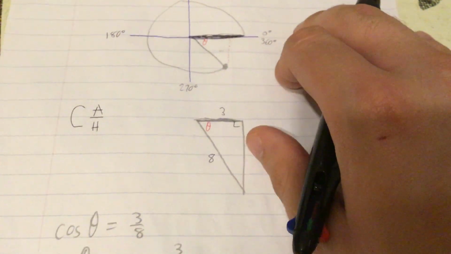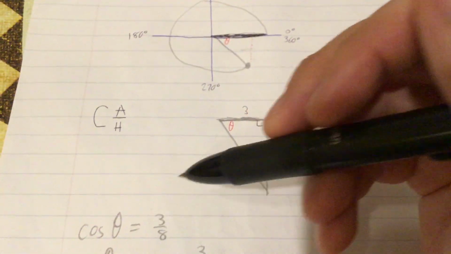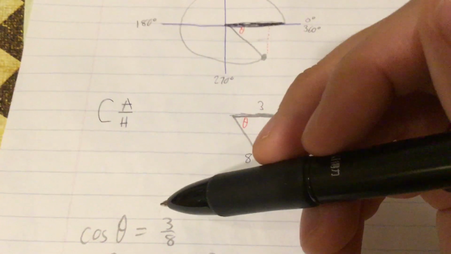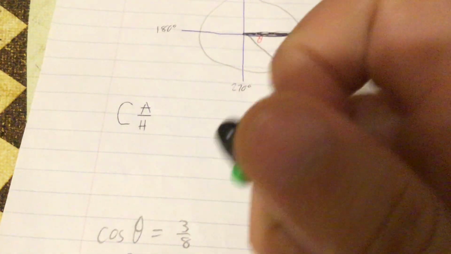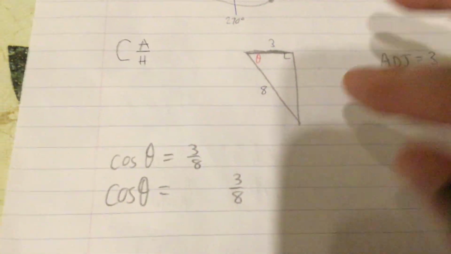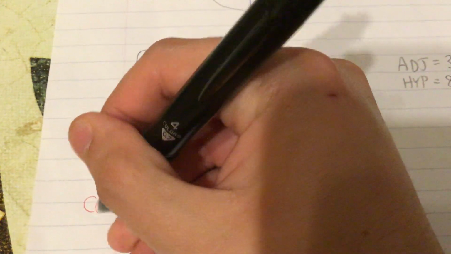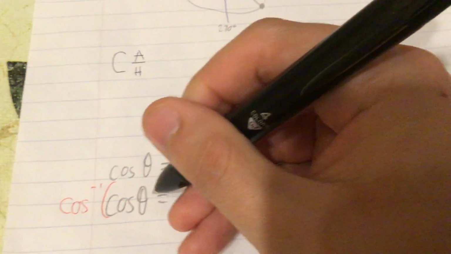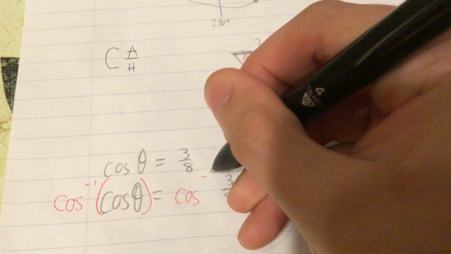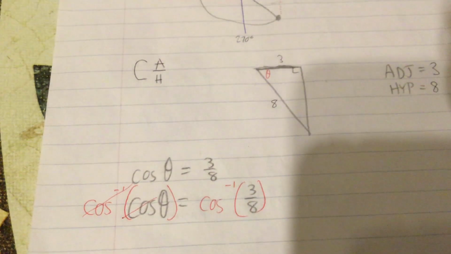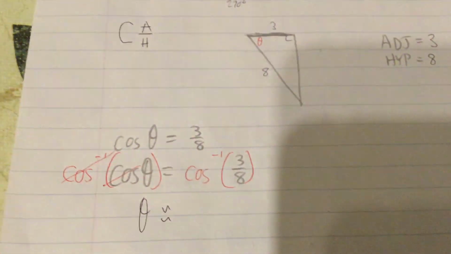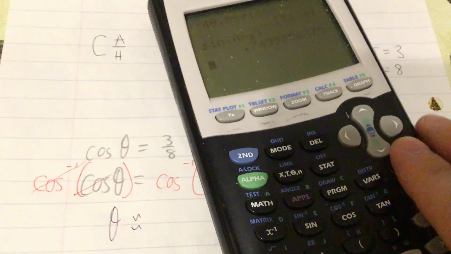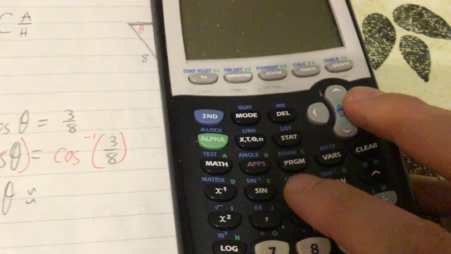Okay, so now that we've got the cosine of theta is equal to 3/8, how do I undo cosine to get theta isolated? I'm going to undo the trig ratio with the inverse trig function. Apply cosine inverse to the left side and the right side to solve for angle theta. So the cosine inverse cancels out with the trig function cosine, leaving us with the identity element theta. Now we apply the cosine inverse of 3/8 in the calculator.